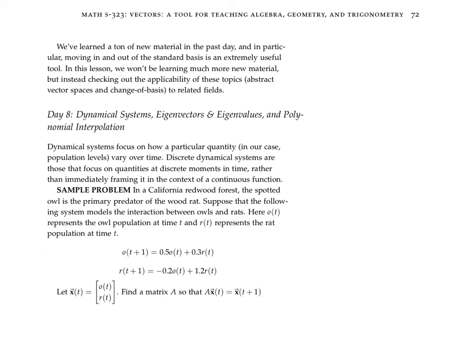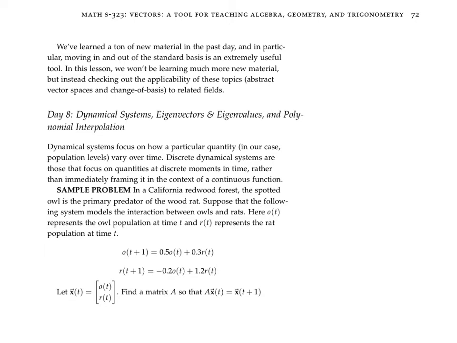Let's get started. Dynamical systems, first of all, talk about how a particular quantity varies over time. And discrete dynamical systems, which is what we'll be working with today, are an example of dynamical systems that focuses on snapshots of these two quantities. So you have particular timestamps at which you're looking at the levels of two quantities and seeing how they change rather than immediately trying to model the changes of these quantities using continuous functions.